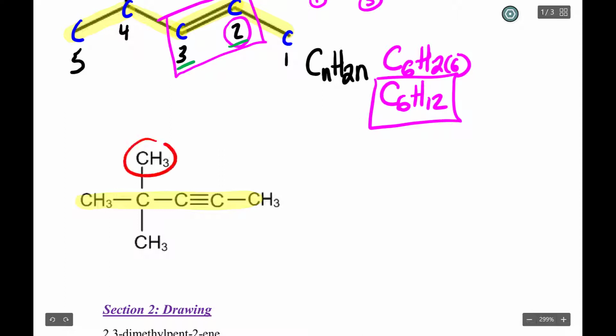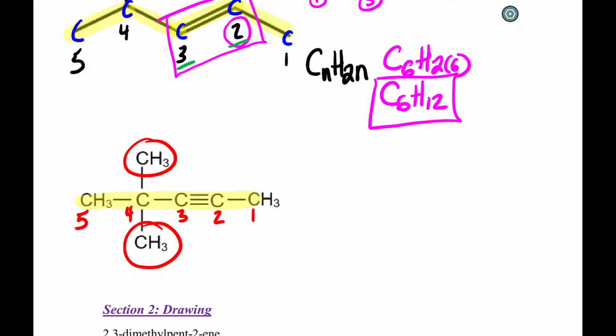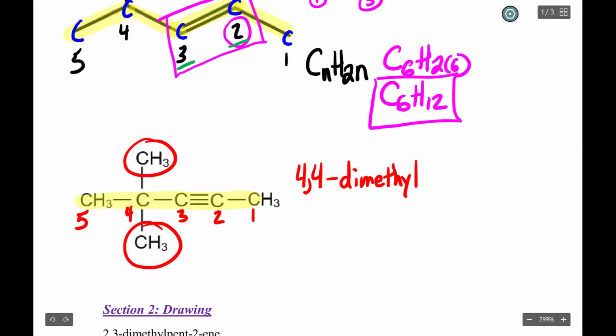So I've got 2 branches here. And so these would be on the 1, 2, 3, 4, 5. It's on the 4th carbon. And so I would actually have to say 4, comma 4. Each branch has to have its own number. Now, because there's 2 of them, I have to say di. And because they're methyl groups, they're dimethyl. So there's my prefix, which are my branches, 4,4-dimethyl.